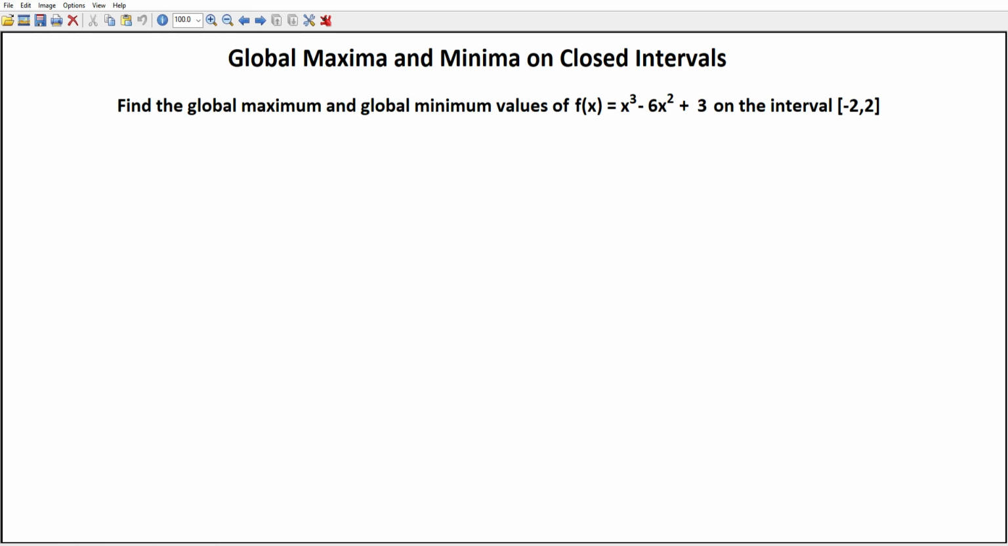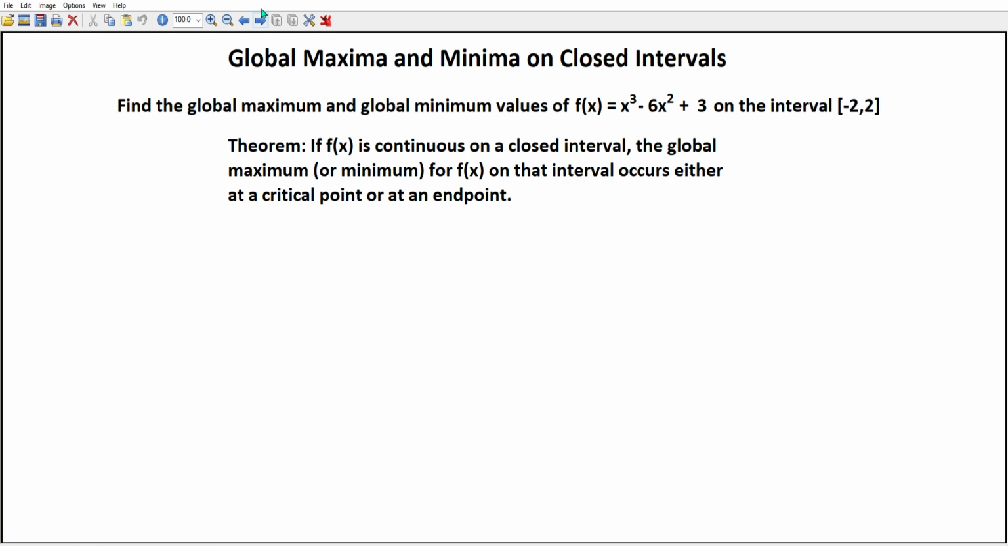In this video, we will discuss techniques for finding global maxima and minima on closed intervals. The problem we will address is to find the global maximum and the global minimum of the function f of x equals x cubed minus 6x squared plus 3 on the interval minus 2 to 2. And we will use the following theorem.